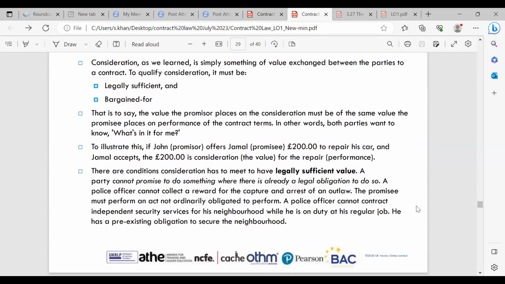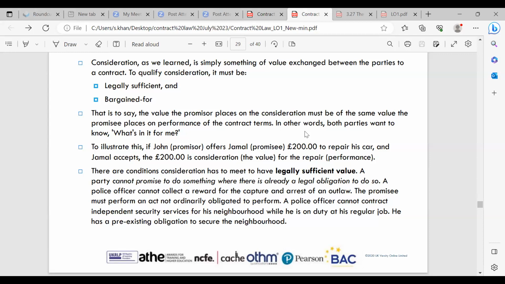So consideration, as we learned, is simply something of value exchanged between the parties to the contract. Qualified consideration must be legally sufficient and bargained for. That is to say, the value the promisor places on the consideration must be of the same value the promisee places on performance of the contract. In other words, both parties want to know what's in it for them.